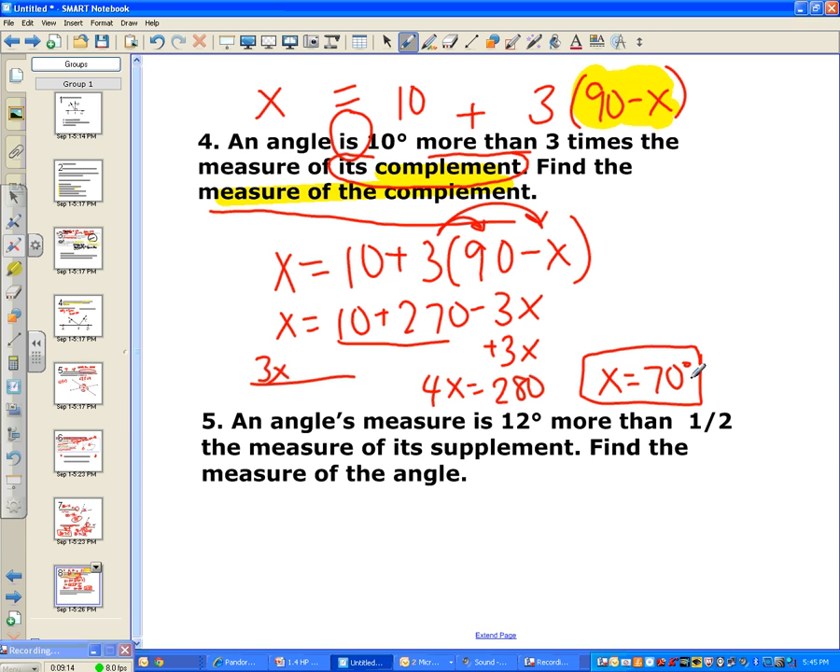Okay, and some of you are going to stop there and be like, boom, I'm done. No, go back and read the question. Find the measure of the complement. x, we said, was the angle. I don't care about the angle. I want to know what the complement is. So your final answer is 90 minus 70. 20 degrees is the correct answer.